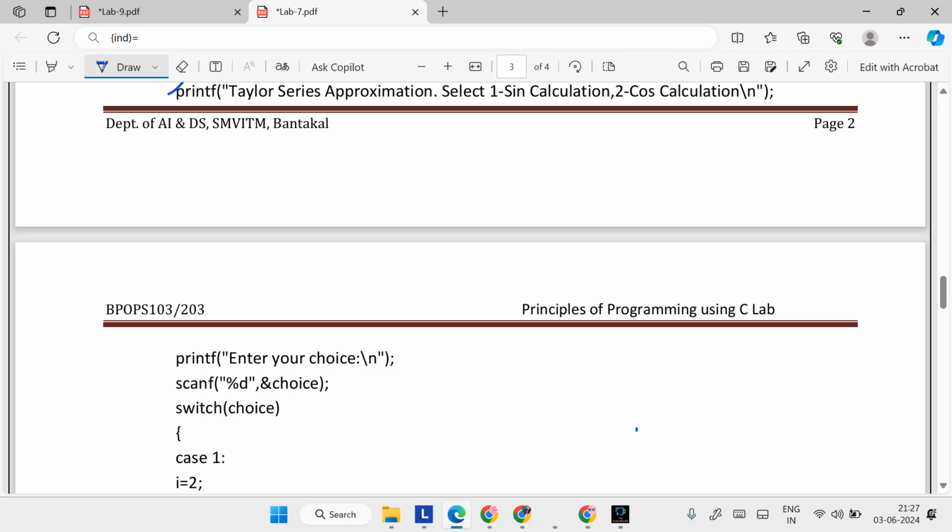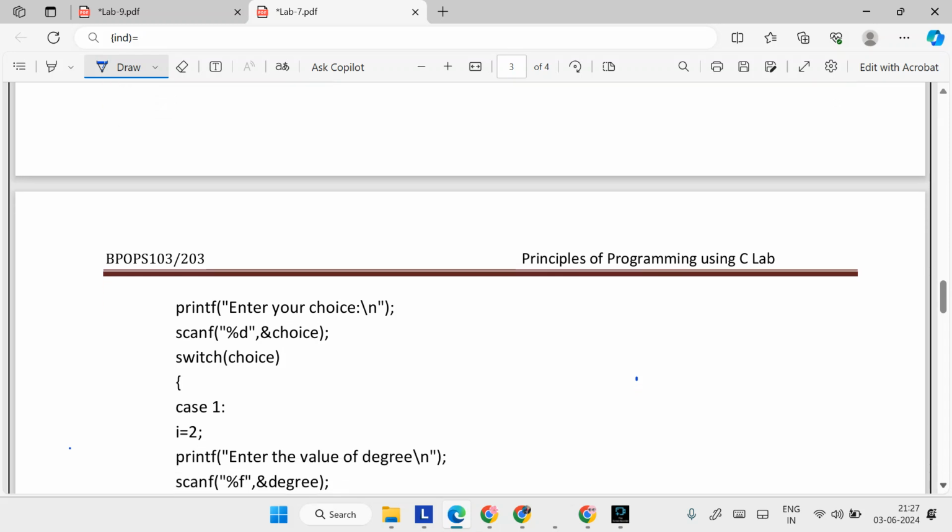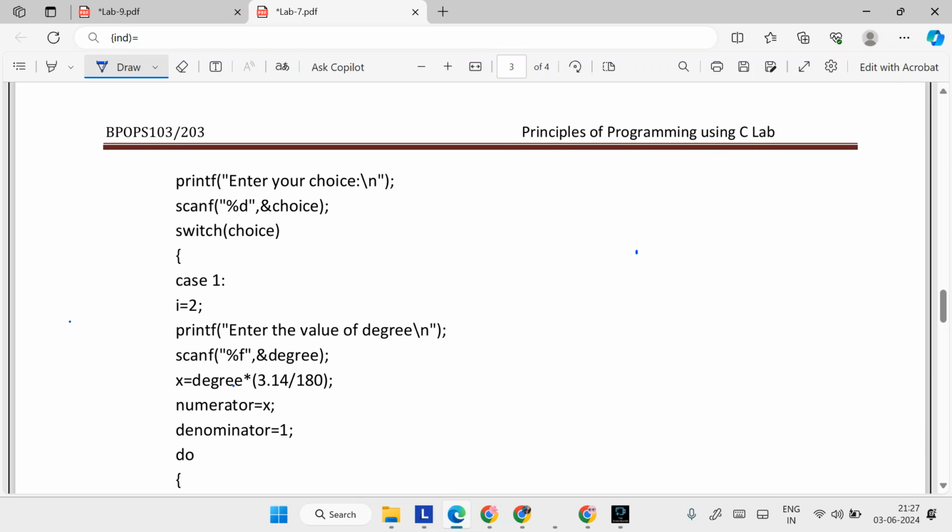Now you see here, I have given a switch statement. In the switch statement, there are two cases. One is if the user presses 1 for sin x, then it is case 1, otherwise it is case 2. Now see, you are going to find sine of x. That means x is some degree, like sine of 45, sine of 30 and so on. So you ask the user for the degree. Enter the value of degree, percentage f of degree.